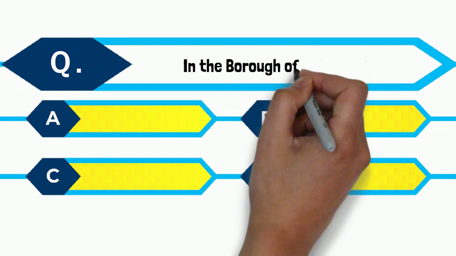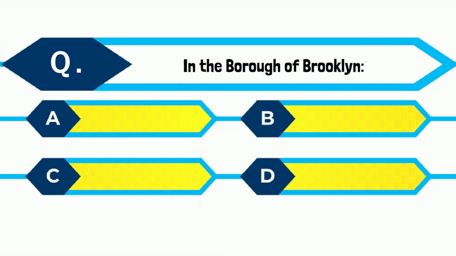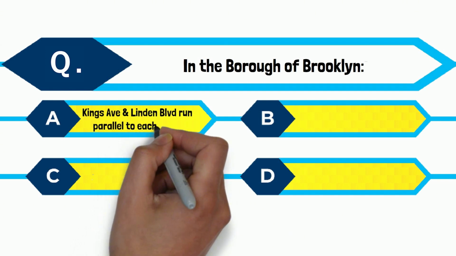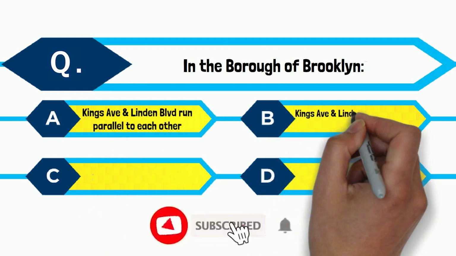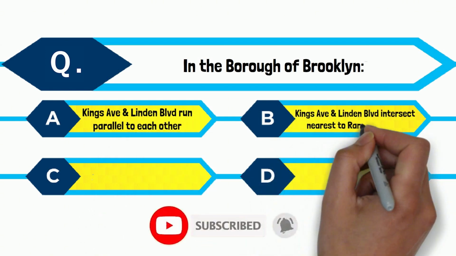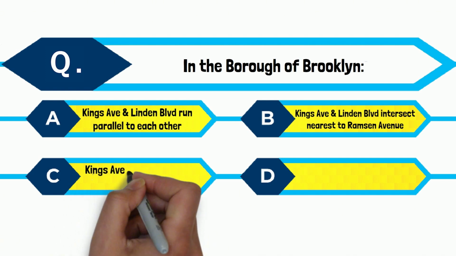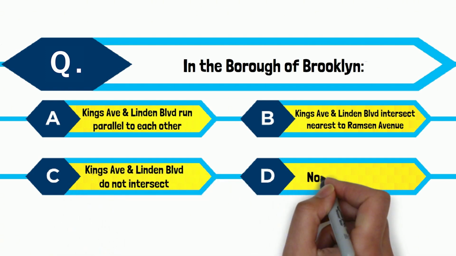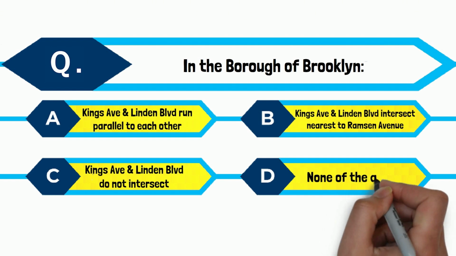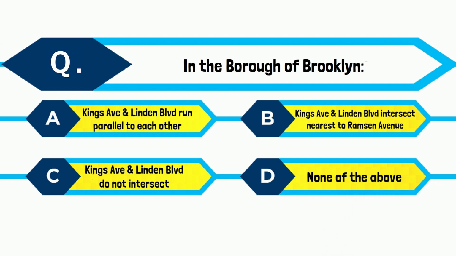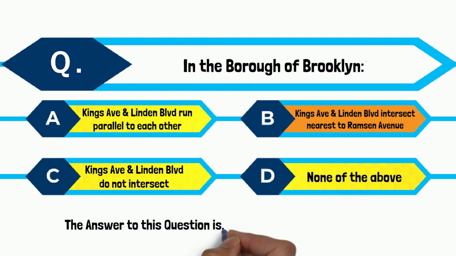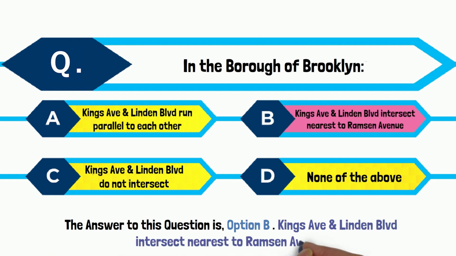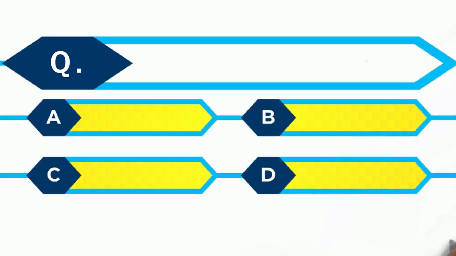In the Borough of Brooklyn, option A, Kings Avenue and Linden Boulevard run parallel to each other. Option B, Kings Avenue and Linden Boulevard intersect nearest to Ralph Avenue. Option C, Kings Avenue and Linden Boulevard do not intersect. Option D, none of the above. The answer to this question is option B, Kings Avenue and Linden Boulevard intersect nearest to Ralph Avenue.